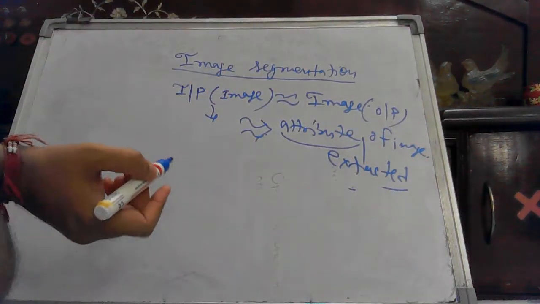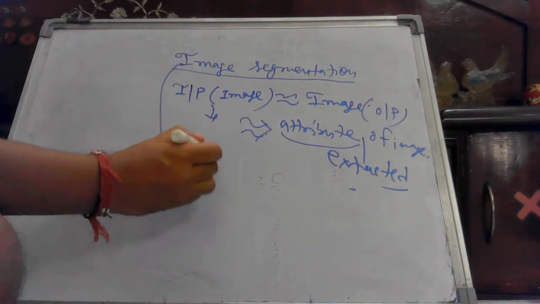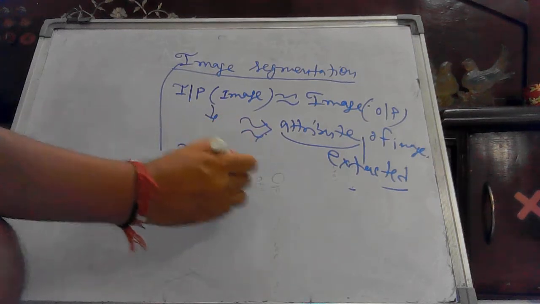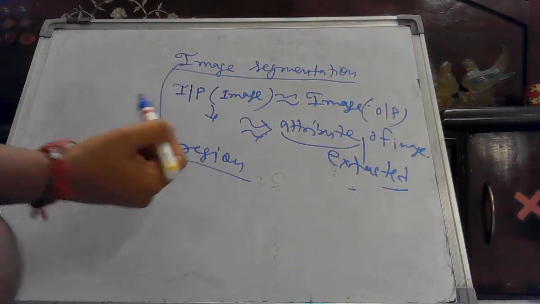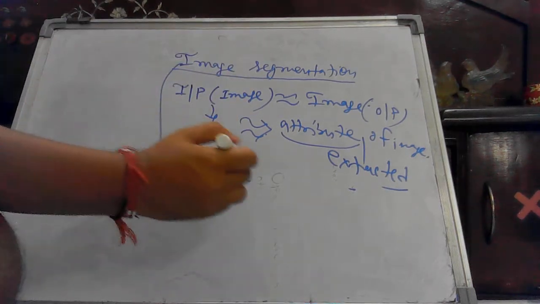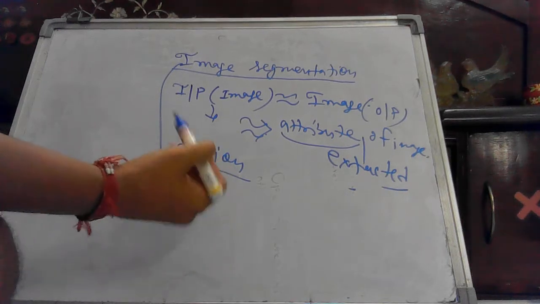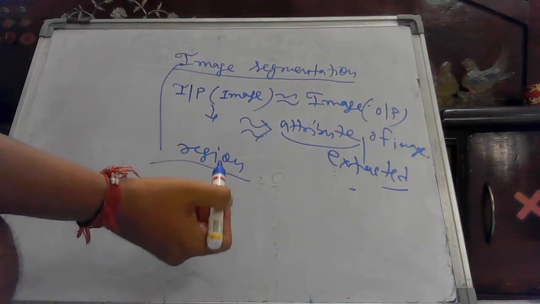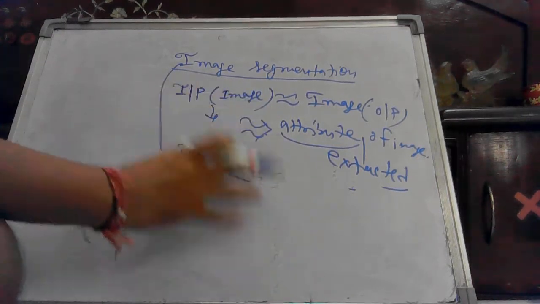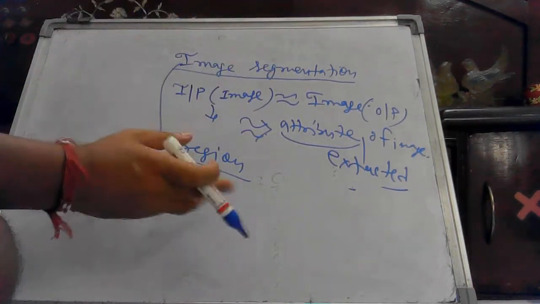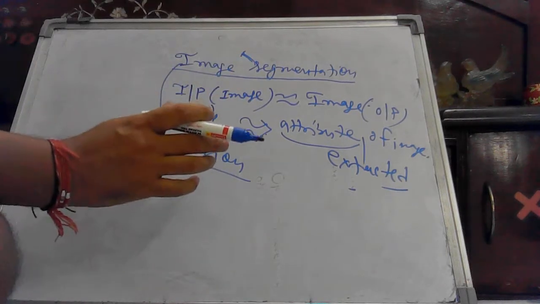Image segmentation normally divides an image into its constituent regions, the different regions of which the image is made. So you are getting different regions from your image. Now the level to which the subdivision is carried depends on the problem being solved. Whatever problem you are trying to solve, at that level you will divide your image into different regions.